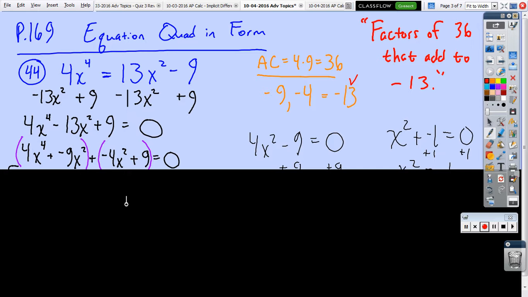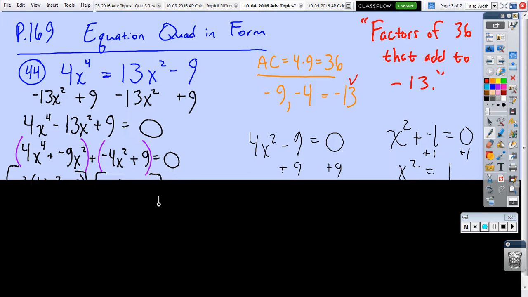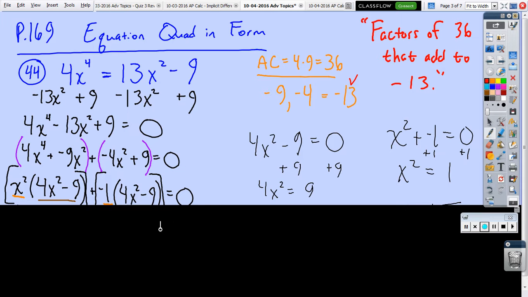X squared, so you factor that out. And what's the greatest common factor of these two? 1, yeah, that's it, 1 or negative 1. That's all you can do. So that's what we do. We factor out x squared from these two, leaving you this. Now I factored out negative 1 so that this would match exactly.